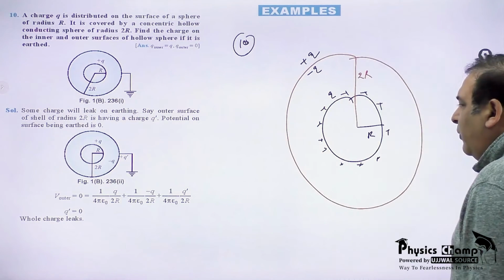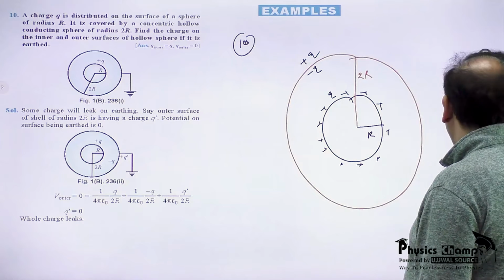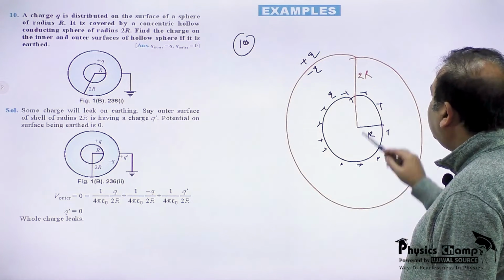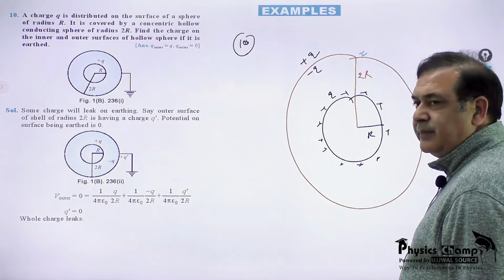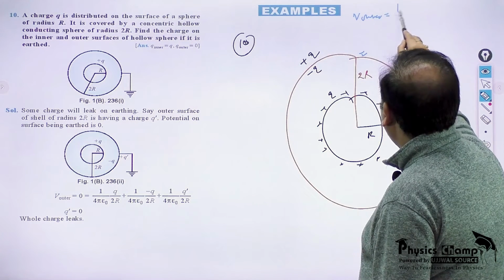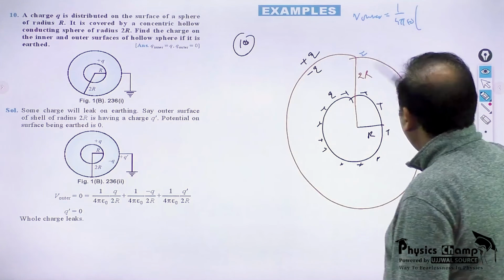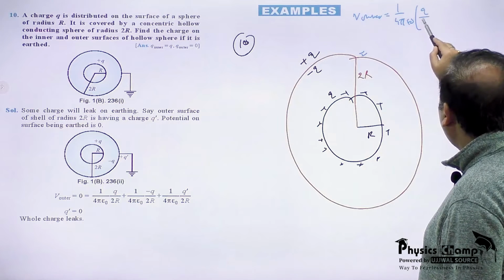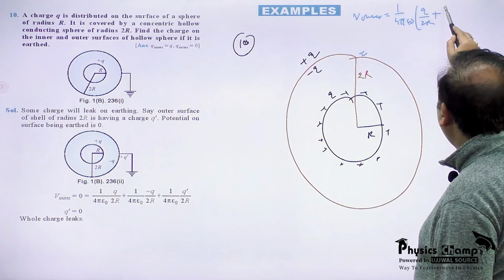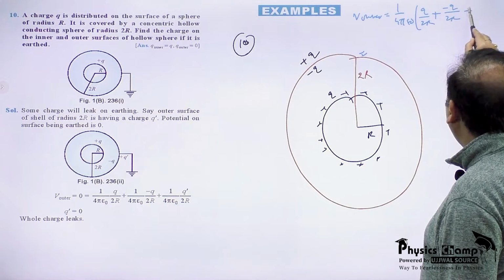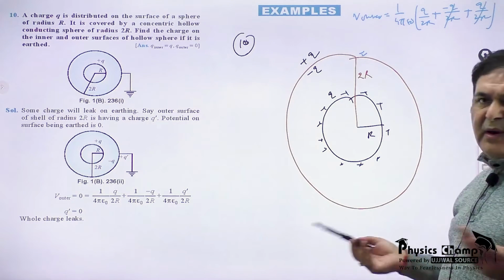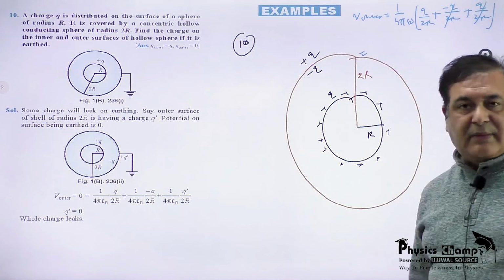So if you are earthing it, what is the potential on this shell? Earlier, the potential on the outer shell is 1 by 4 pi epsilon naught, due to q by 2r, as it will behave as though situated at the center, then minus q by 2r from the charge inside, and plus q by 2r from the charge outside. So that doesn't make any difference. It will be as though the whole charge is situated at the center.